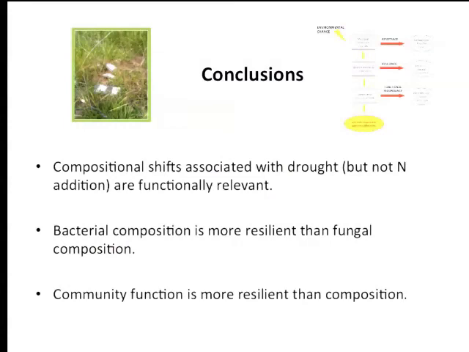So the conclusion of this part of my talk, which don't worry is the major part of the talk, is first that we do see that these compositional shifts associated, at least with drought, are functionally relevant, but interestingly do not seem to be with nitrogen addition. Bacterial composition seems more resilient than fungal composition. And I thought that was sort of expected.